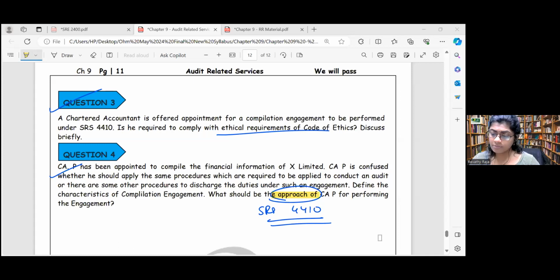Are you getting more confidence in SRS? First question is PE or SRS? What is PE? This question, in SRS also we say ethical requirements, no? If you don't follow, guilty as per PE.